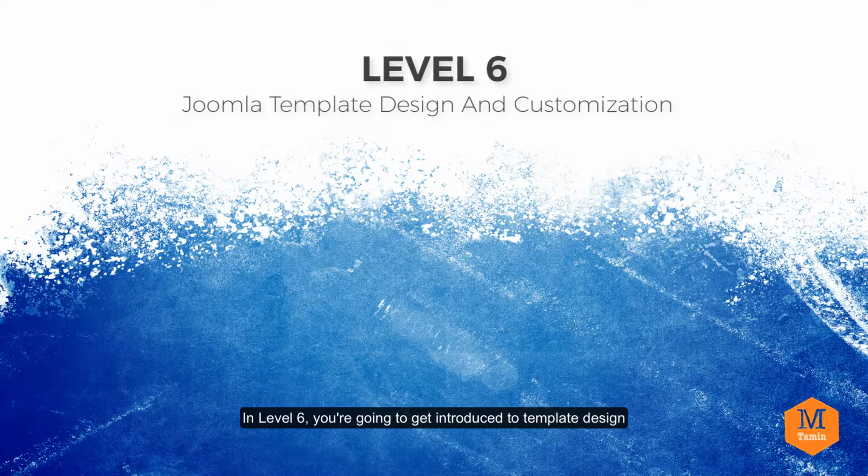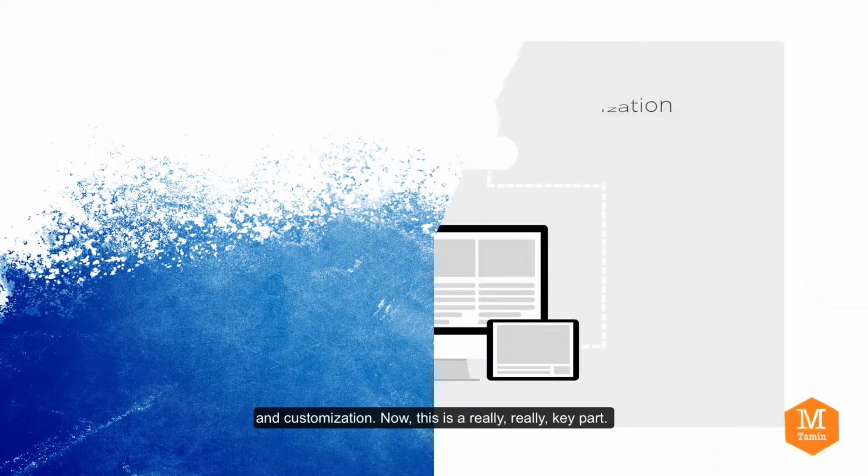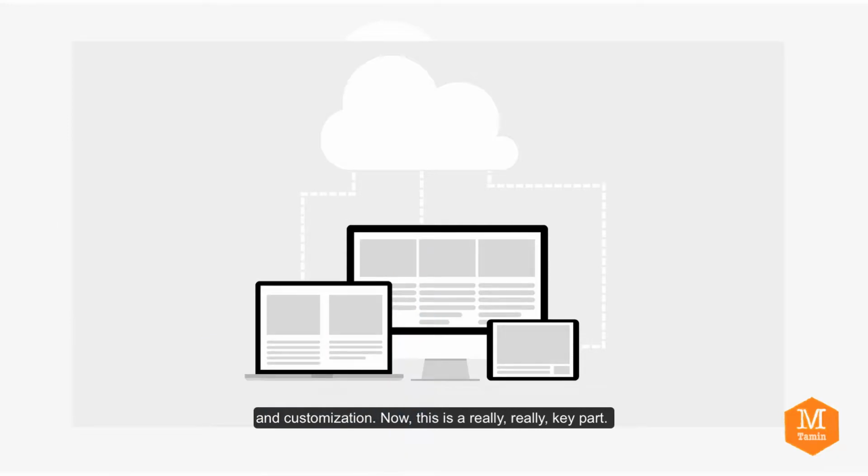In level 6, you're going to get introduced to template design and customization. This is a really key part, because template design and customization is what gives your site a certain look. You know how to tweak things to be the way that you want things to be. And in module 26, I'm going to walk you through getting started with template customization.